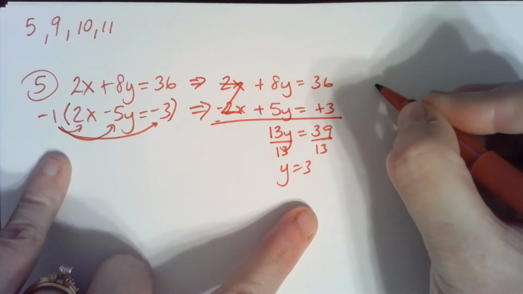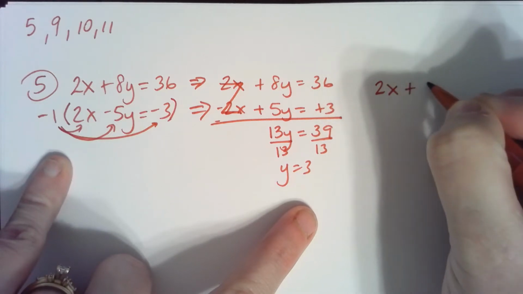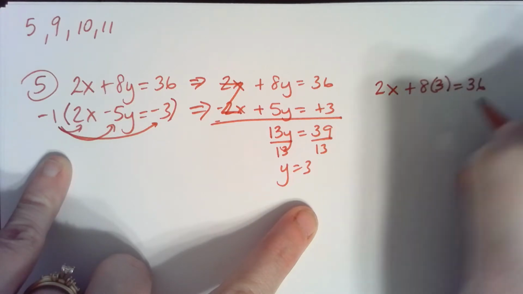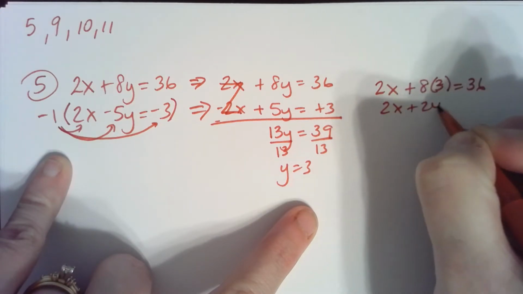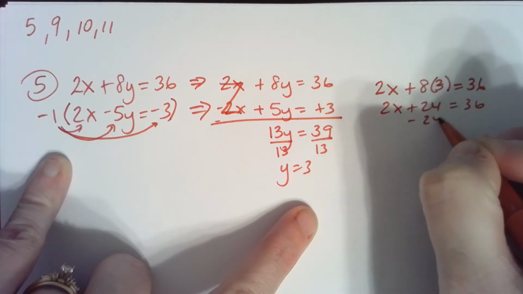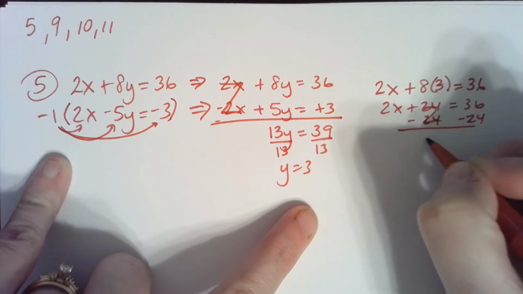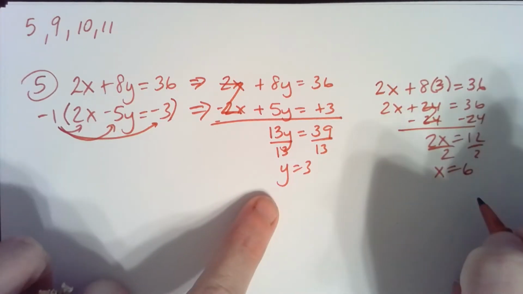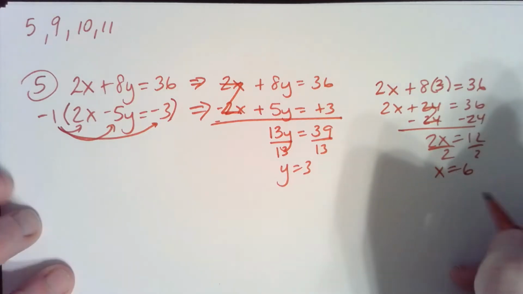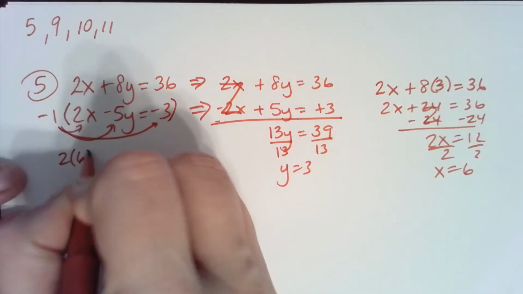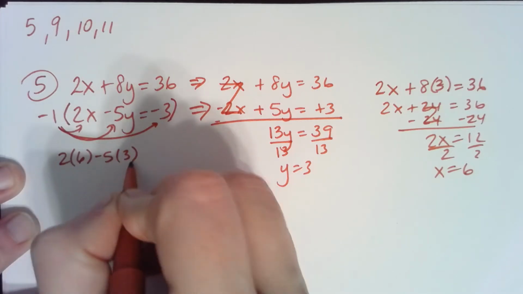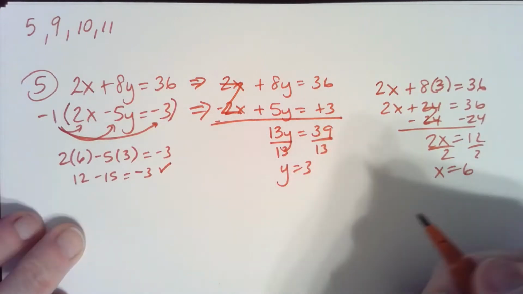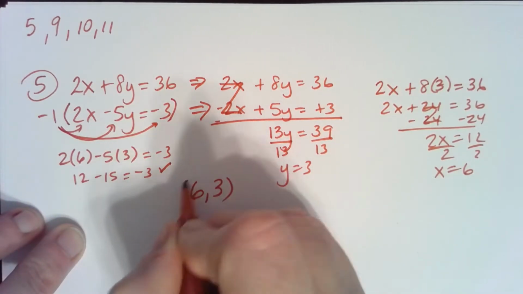So I'm going to plug in the y. 8 times positive 3 is 24. When I add that together, I should get 36. So 2x plus 24 is 36. When I subtract 24 from both sides, I get 2x equals 12. X equals 6. So if I'm right, y should be 3 and x should be 6. So 2 times 6 minus 5 times 3 should equal negative 3. 12 minus 15 does equal negative 3. So I'm right. That means my answer is 6, 3.